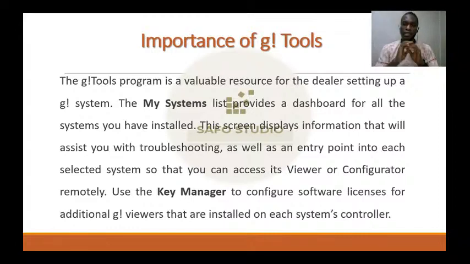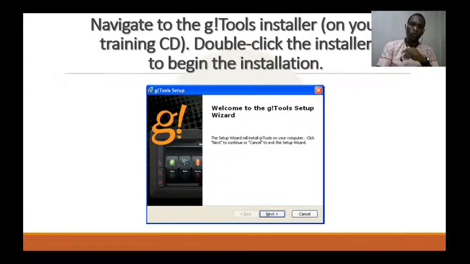So this screen displays information that will assist you with troubleshooting, as well as an entry point into each selected system. So any system you select, you can troubleshoot, you can enter into the system, you can do so many other things you want to do. You can also have access to the viewer from your laptop or the configurator remotely. So use the key manager, just as I've said earlier, to configure software licensing for additional G viewers that are installed on each system's controller.